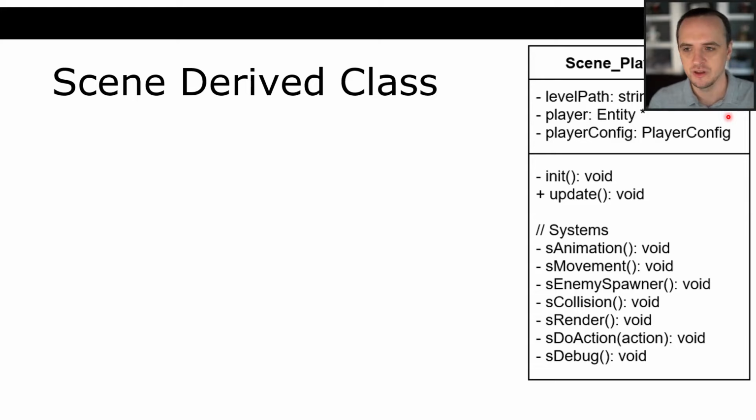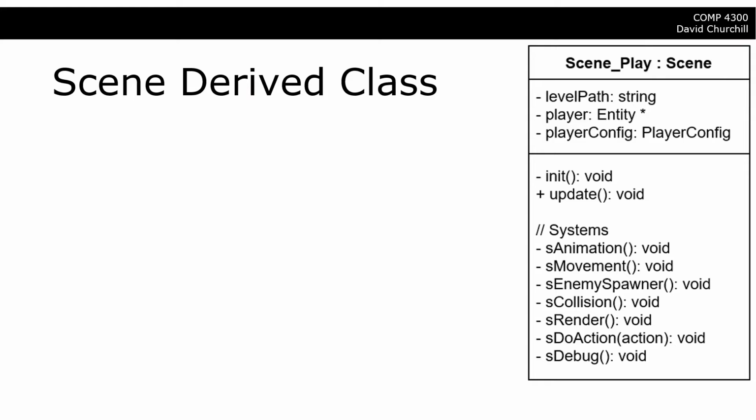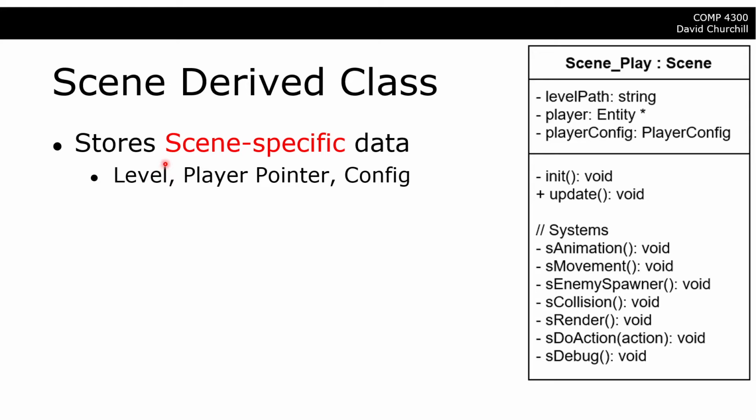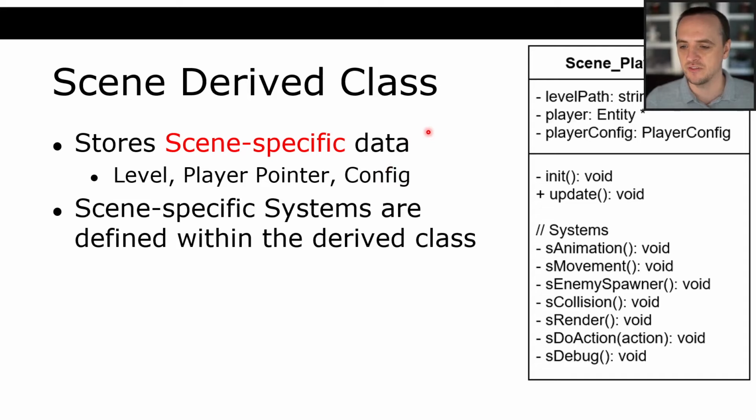So now that we have the base class, we're going to have various derived classes. These derived classes, for example, scene play, that might be the gameplay scene. You can see here that we're going to store stuff that's relevant to that scene. So if we're currently playing a given level, then that scene is going to store the level data. It might store the player pointer. It might store the configuration for that scene, for example. The scene-specific systems are defined within the derived class. So all of these systems down here are going to be defined within the derived class.